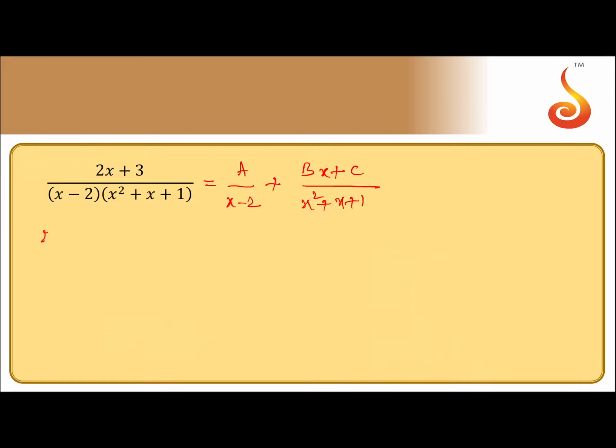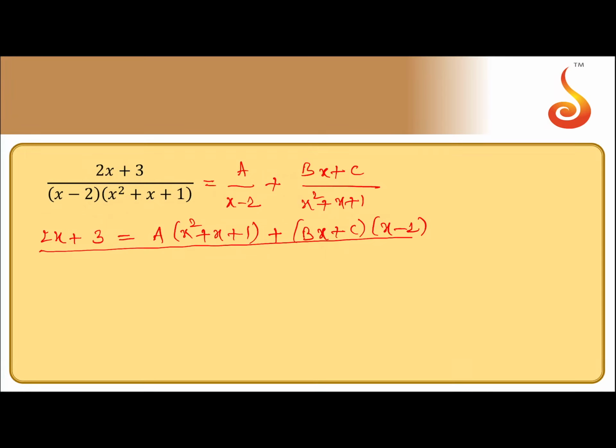And then take the LCM and equate the numerators. 2x + 3 = a(x² + x + 1) + (bx + c)(x − 2). I call this condition 1. Now I substitute x = 2.